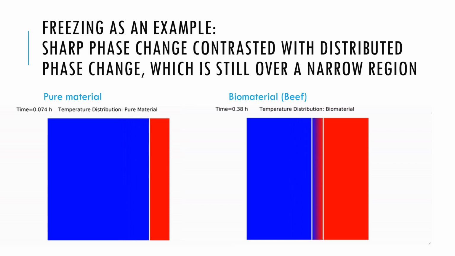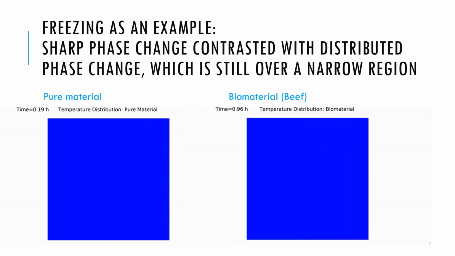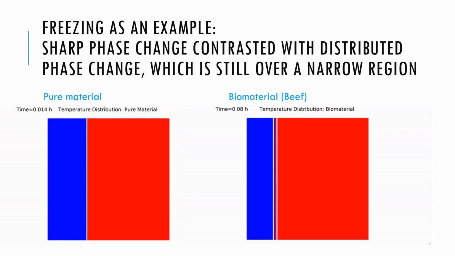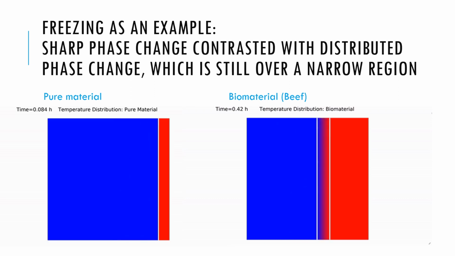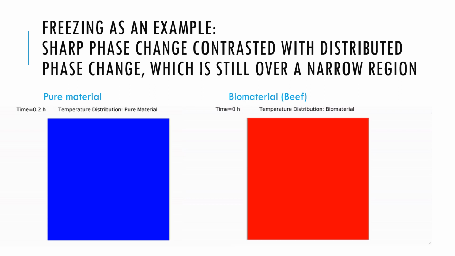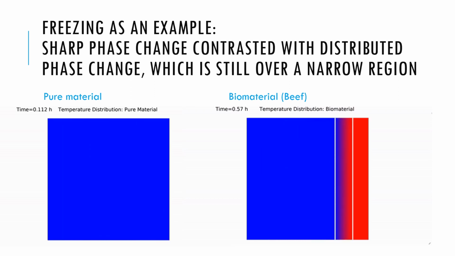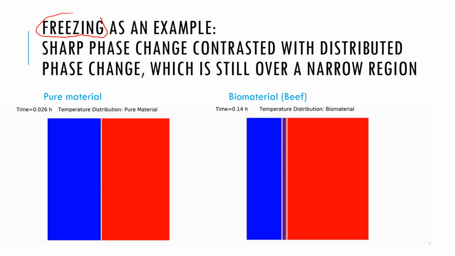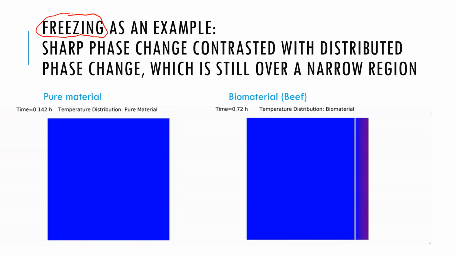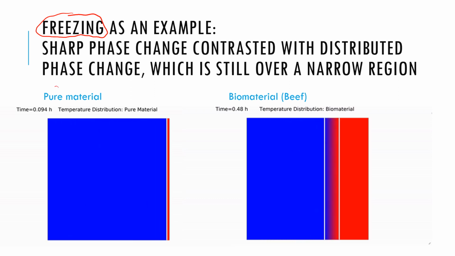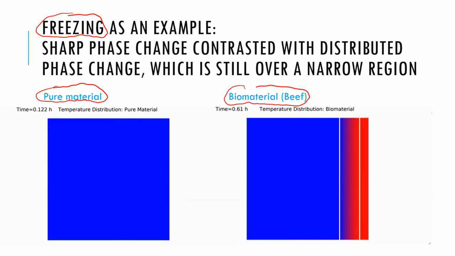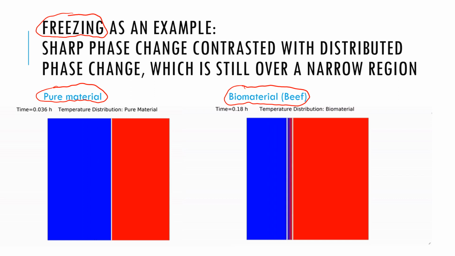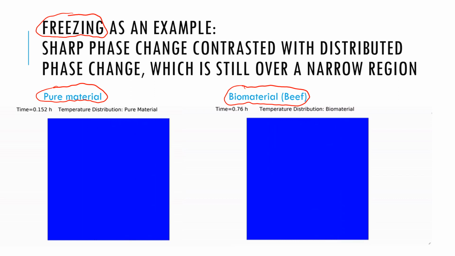Using computational results, we can take a closer look at just how thick or how wide the interface is and how reasonable the sharp interface assumption is. I'm going to do this using computation for two different processes. First, it's for freezing. What I'm contrasting is, to the left, computation for a pure material, and to the right, computation for beef tissue as a representative food material.